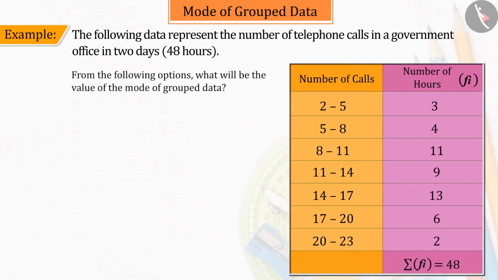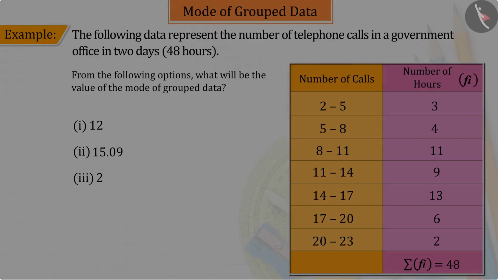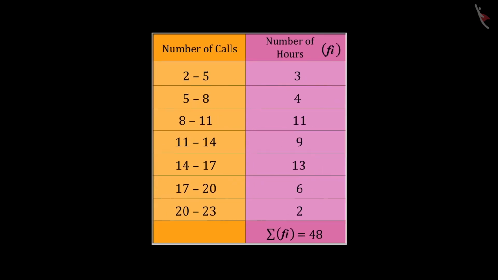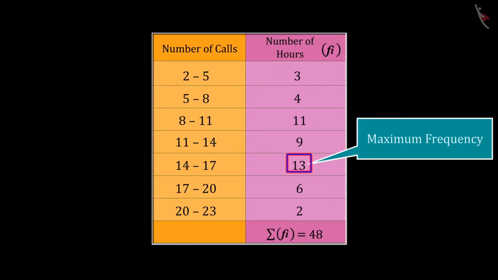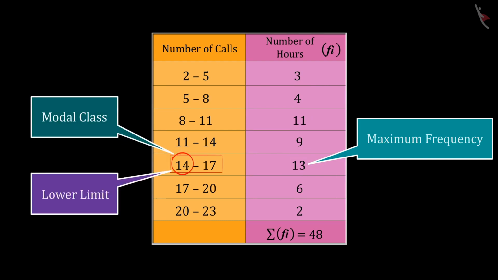So, can you tell what will be the value of the mode of the following data? Pause the video to solve the question and then check your answer. Let's discuss option 2. We know that to find the mode, we first need to choose the maximum frequency of the data. So, from the given data, we can tell that the maximum frequency here will be 13, whose modal class is from 14 to 17. Where 14 is the lower limit of the modal class.